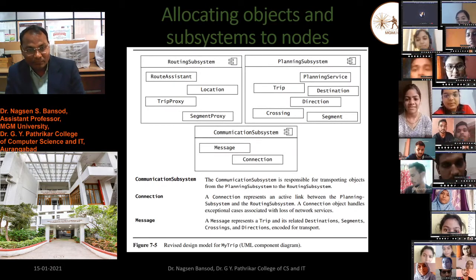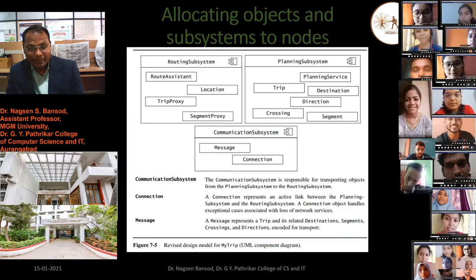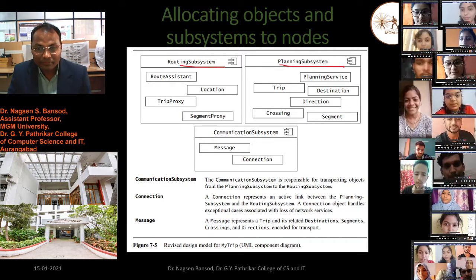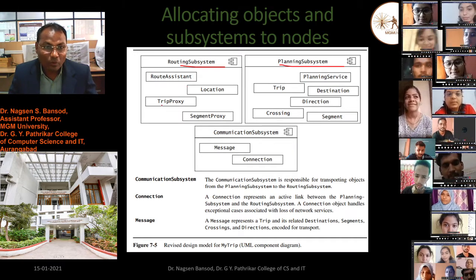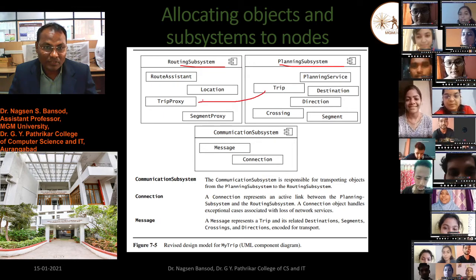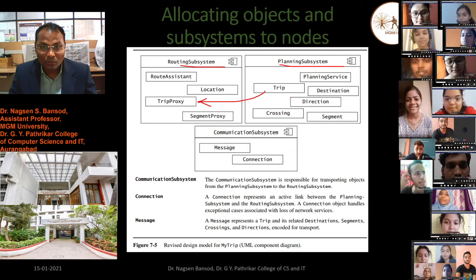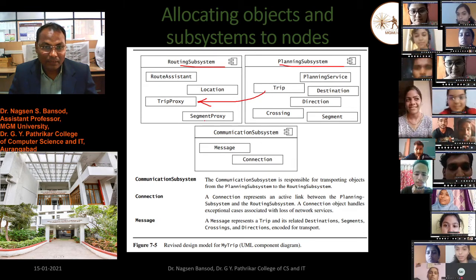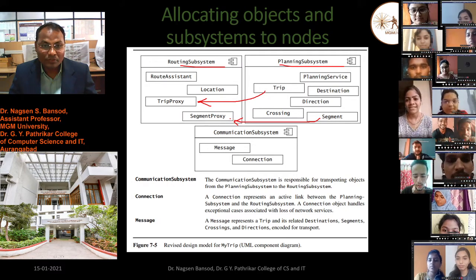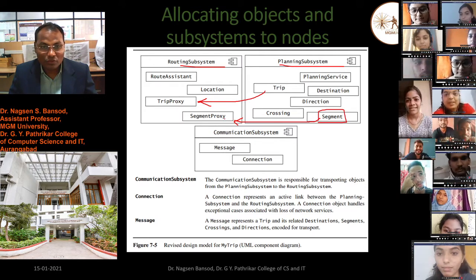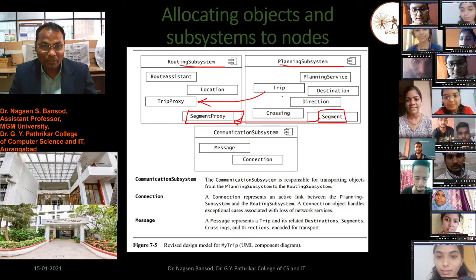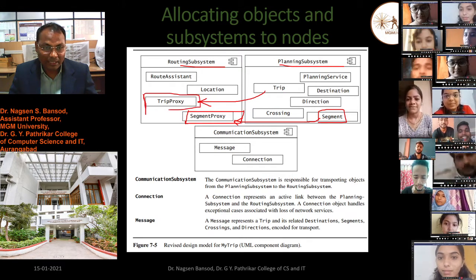Now look at the diagram, the revised design model for MyTrip, a UML component diagram. Here are the routing subsystem and the planning subsystem. Some of the resources are proxies, the trip proxy. Here is the trip and here is the trip proxy. From here it will take the data: location, destination, and also segment. Here is the segment and the segment proxy. From this location it is surrogated at the routing subsystem. The trip proxy is surrogated here.